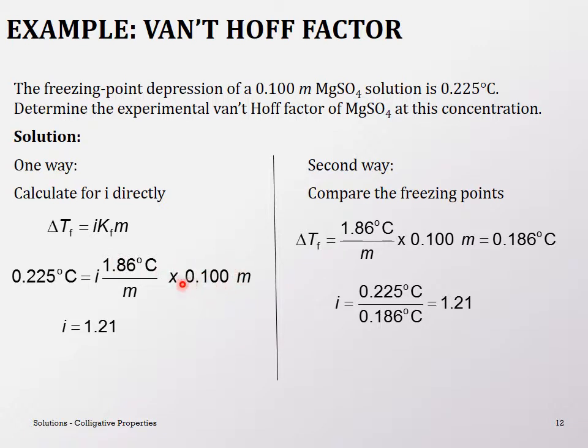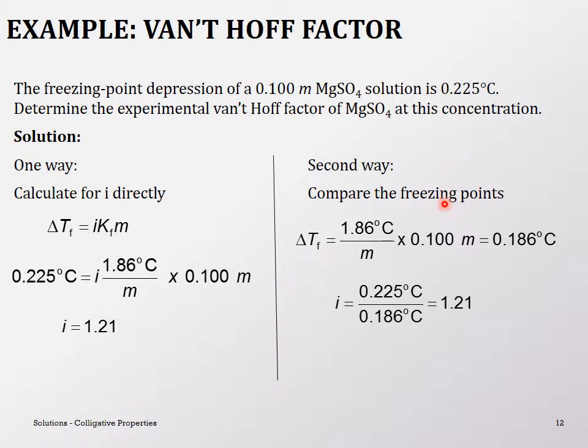Okay, and so then you can see that i comes out to be 1.21, which is really weird because technically speaking, magnesium sulfate, one formula unit has two ions in it, magnesium and sulfate. So which means i is not exactly 2 over here. So this is also a good way of finding out how much dissociation has actually occurred of your solute in a solution.